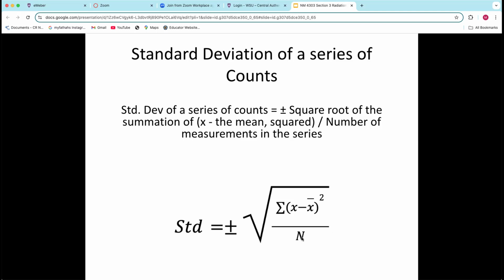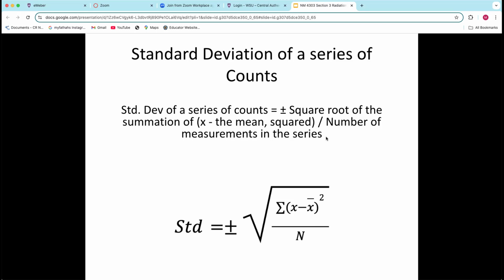I wanted to at least show this to you because it's going to help us understand chi-square a little bit, or at least lead into it. In this case, the standard deviation of a series of counts is plus or minus the square root of the summation of the mean squared, divided by the number of measurements in the series. Again, don't worry about that too much. I wrote that up here.